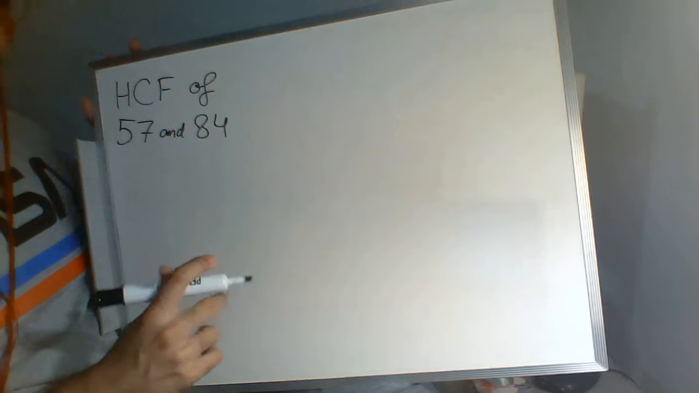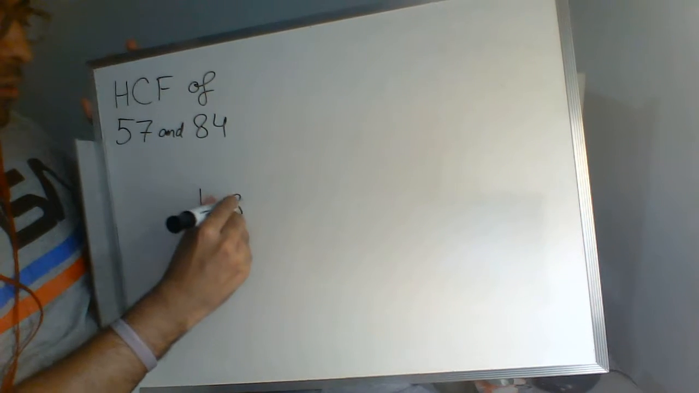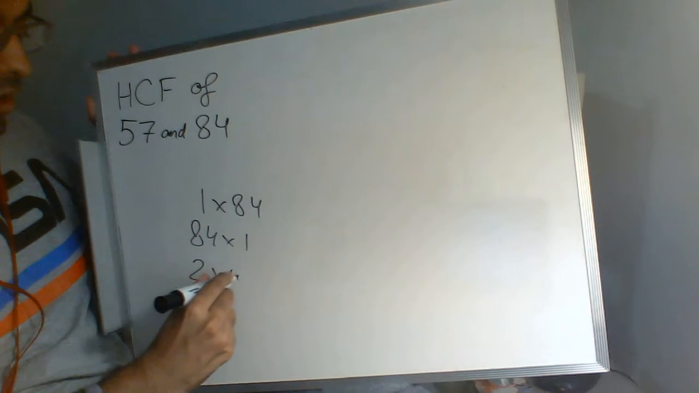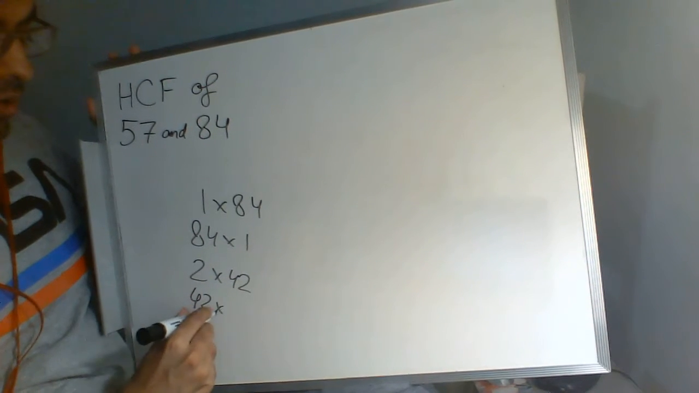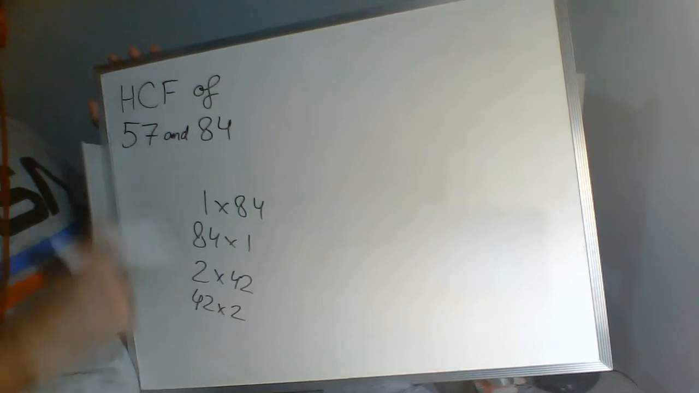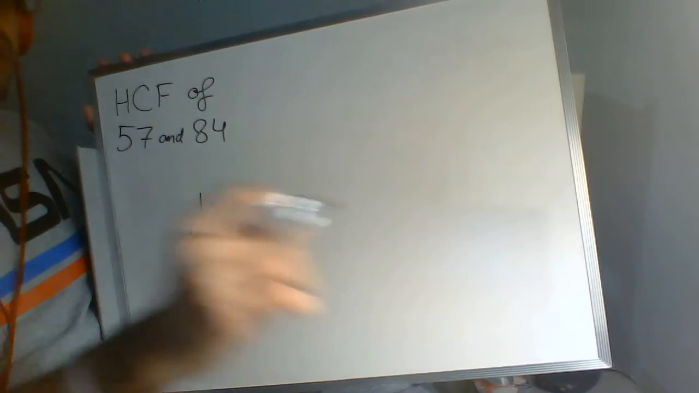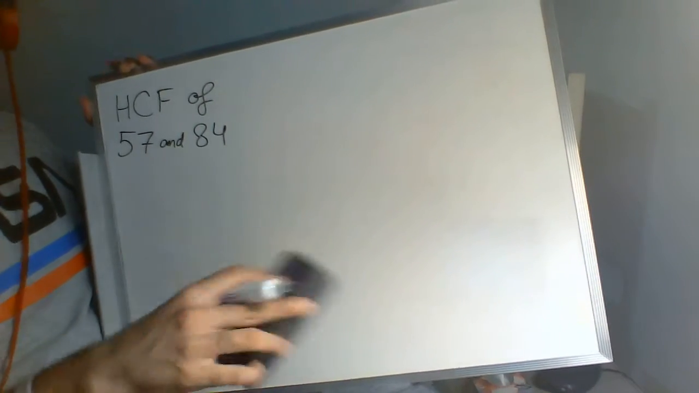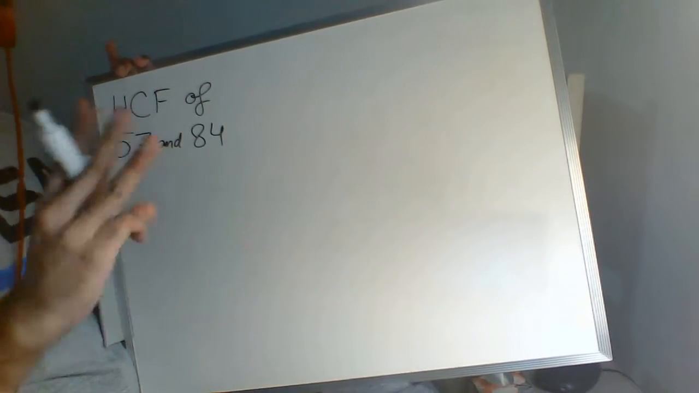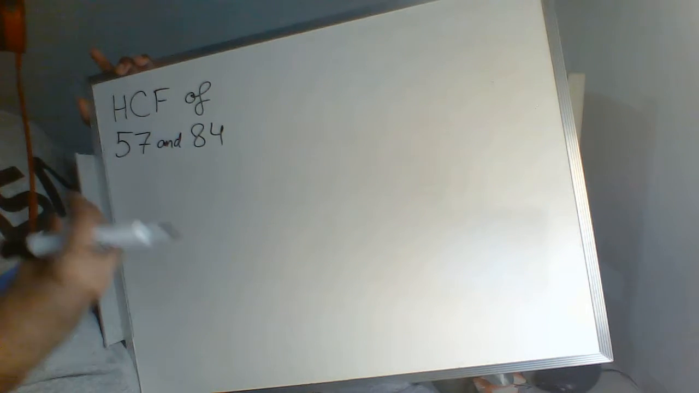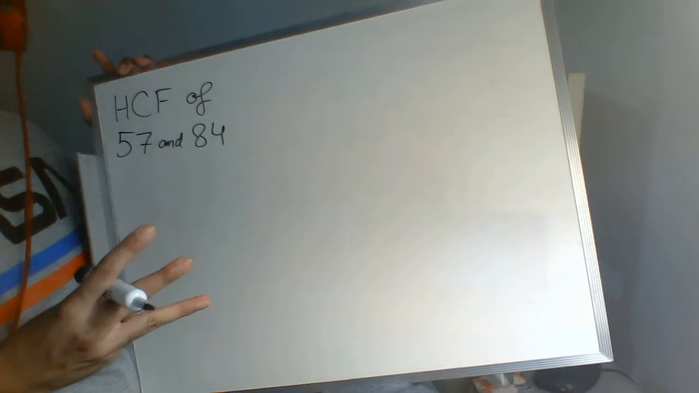So we're not going to do that listing thing where we just sit here and go, okay, 1 times 84 and 84 times 1. 2 times 42 and 42 times 2. We don't have that kind of time, right? This is going to take us forever to get through, and then we're not even going to be sure at the end of it that we got all of them. So we're just going to do methods 1 and 3. That's a 3. So we're going to start with prime factorization, and then we'll do the division thing.